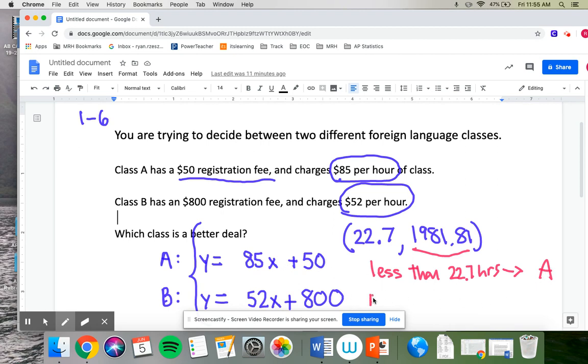If you're going to go for more than 22.7, you're going to want to choose class B. If you wanted exactly 22.7 hours of class, it wouldn't matter which one you choose. So this video kind of shows you guys how you make your equations, how you analyze them, and how you can graph them on your calculator.